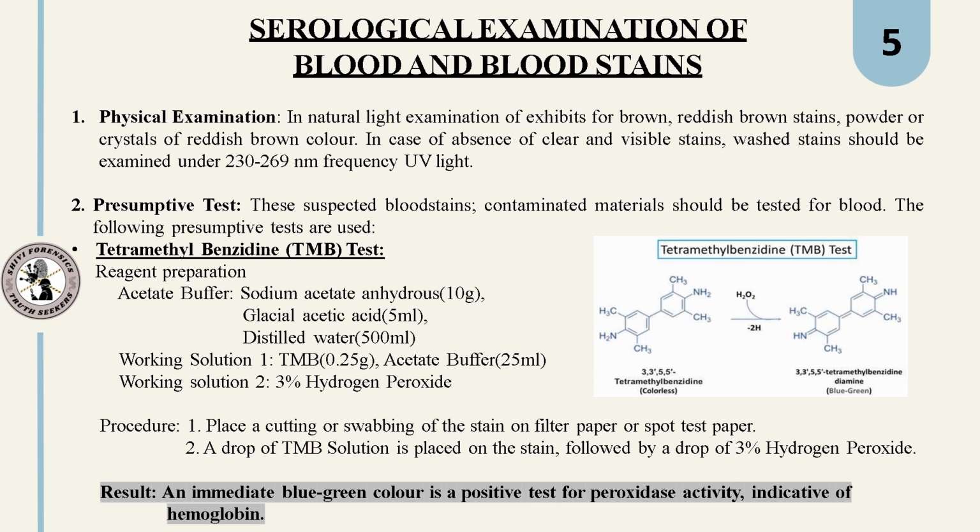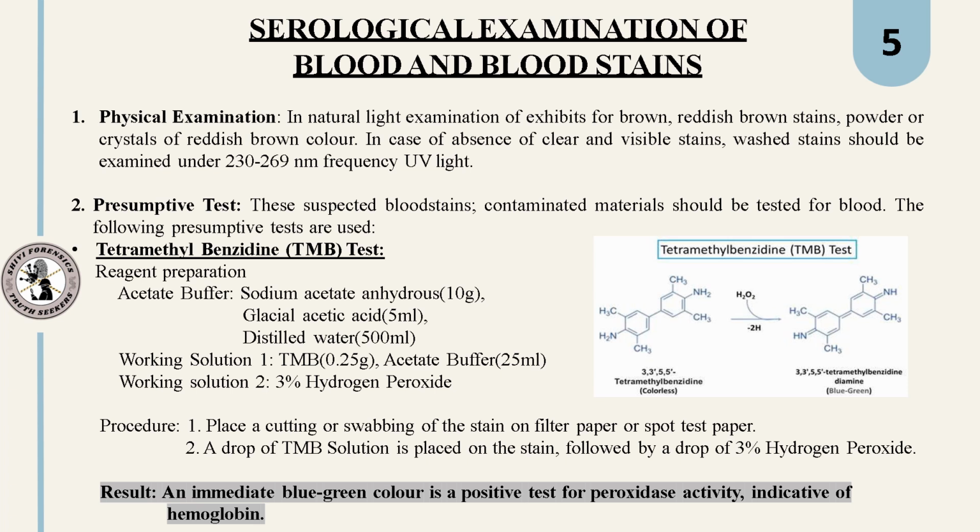But when we are talking about blood, it usually gets washed off in crimes, so we can't see it with naked eyes. So in those cases, we will use UV light. We will use UV light of frequency 230 to 269 nanometer and see on which part the blood was present or not. Next, we will perform a presumptive test.